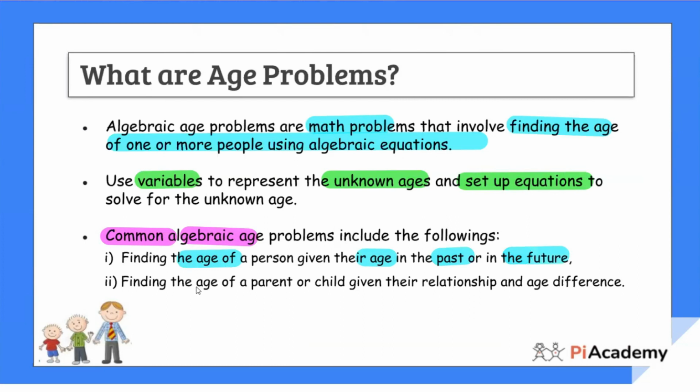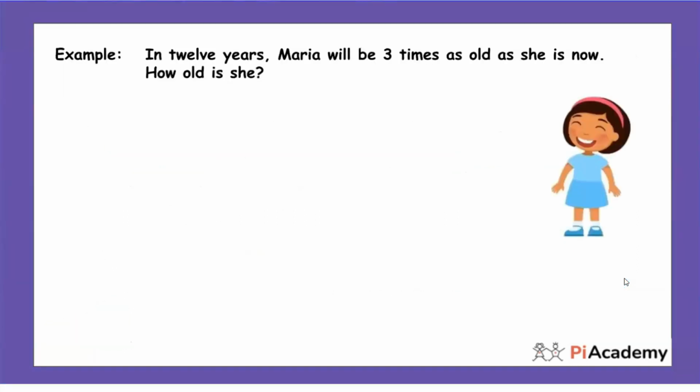Now the next type is finding the age of a parent or child given their relationship and the age difference. So in the next type, you may have the relationship between them and the age difference between them, and you are going to find the age of the parent or the child. Okay, in the second type. So these are the two types basically for age problems. Now let's move on to the next page, and on that page, we are going to learn one example.